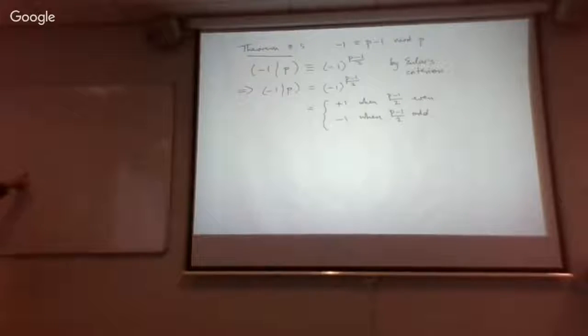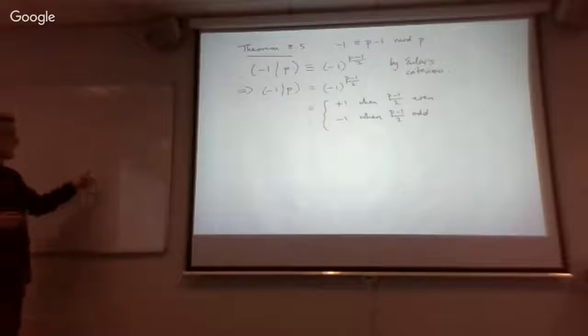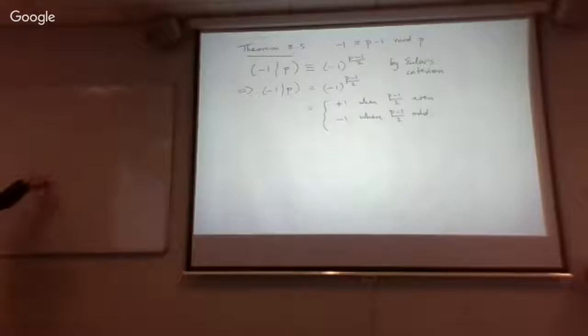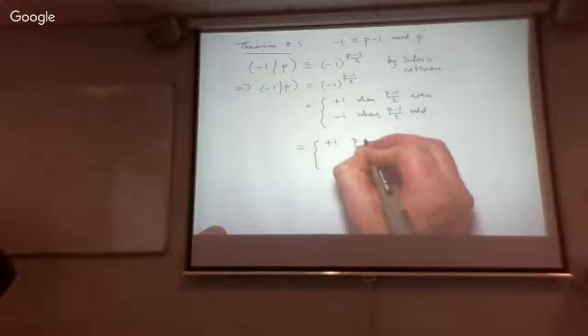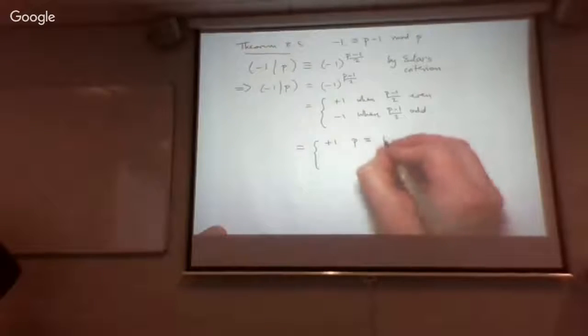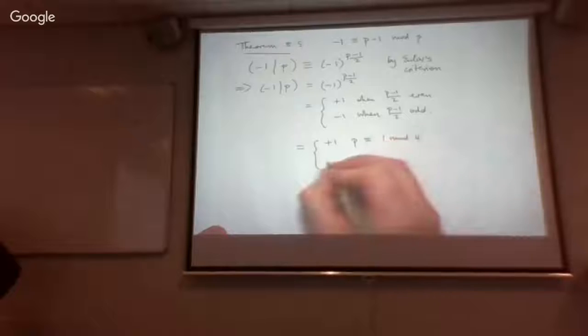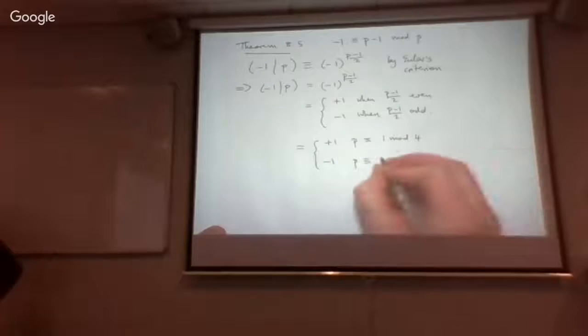3 is minus 1 modulo 4. 7 is minus 1 modulo 4. 11 is minus 1 modulo 4. The ones that give you an odd number are all 1 less than a multiple of 4. They're all minus 1 modulo 4. The ones that give you an even answer are all 1 greater than a multiple of 4, so they're all congruent to plus 1 modulo 4. So this condition is exactly equal to plus 1 when p is plus 1 modulo 4, and minus 1 when p is minus 1 modulo 4.